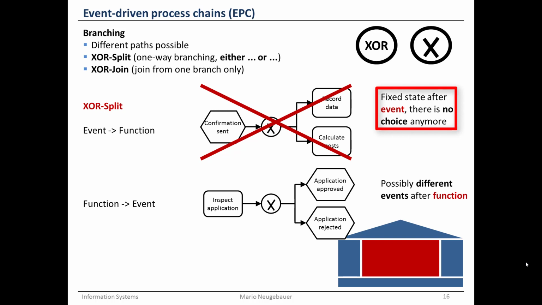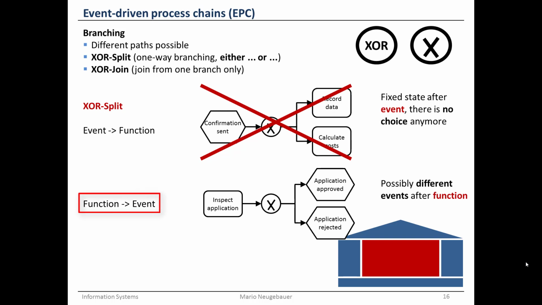You know that when you have the confirmation sent, when you describe a certain business state, and you describe a certain state within your enterprise, then this state is fixed. You cannot choose anymore from this state. You describe a state with different variables within your company. And then you are not allowed to make a selection anymore, such that you select either the one sequence or the other sequence. So an XOR after an event is not allowed.